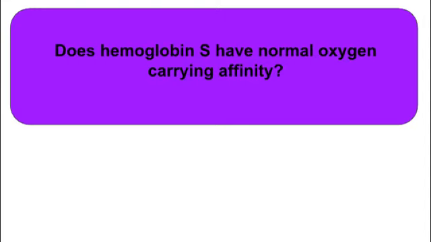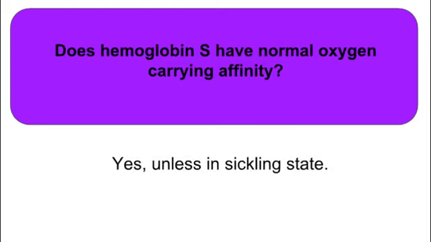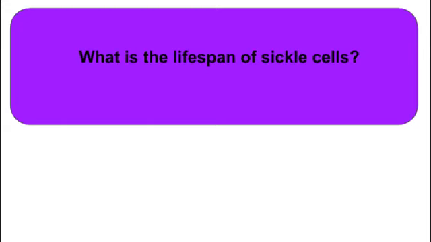Does hemoglobin S have normal oxygen carrying affinity? Hemoglobin S has normal oxygen carrying affinity until sickling occurs. What is the lifespan of sickle cells? The lifespan of sickle cells is approximately 10 to 20 days. Remember that the average lifespan of an RBC is 120 days.